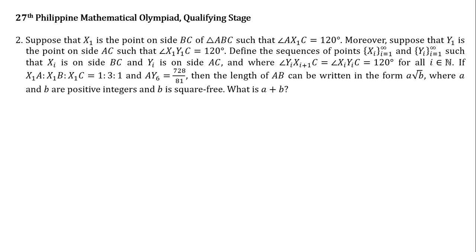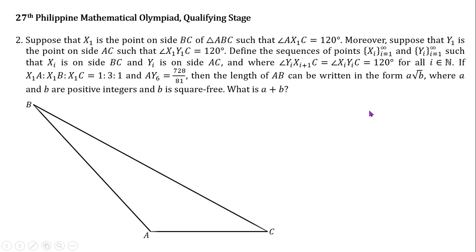Alright, so according to the first statement, there's a triangle ABC, and on side BC there is point X sub 1 such that angle AX sub 1 C is equal to 120 degrees. So let's draw that one. Now I'll be identifying some obvious angles here, because most of the time if we identify obvious measurements in the diagram, this leads to a very important connection of some other parts of the diagram. So obviously, angle AX sub 1 B measures 60 degrees.